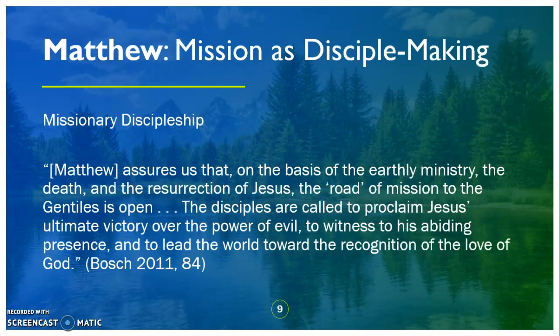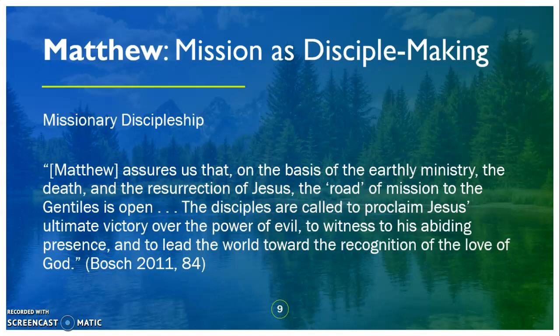So starting with Matthew as the first example, he says in Matthew, mission is understood as disciple making or as missionary discipleship. And he writes, "Matthew assures us that on the basis of the earthly ministry, the death and the resurrection of Jesus, the road of mission to the Gentiles is open. The disciples are called to proclaim Jesus' ultimate victory over the power of evil, to witness to his abiding presence, and to lead the world toward the recognition of the love of God."